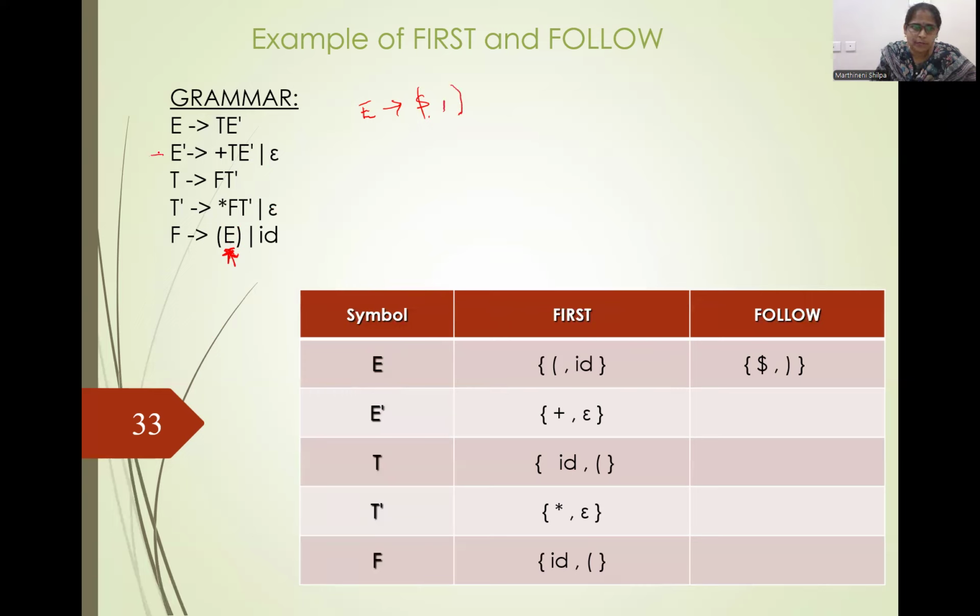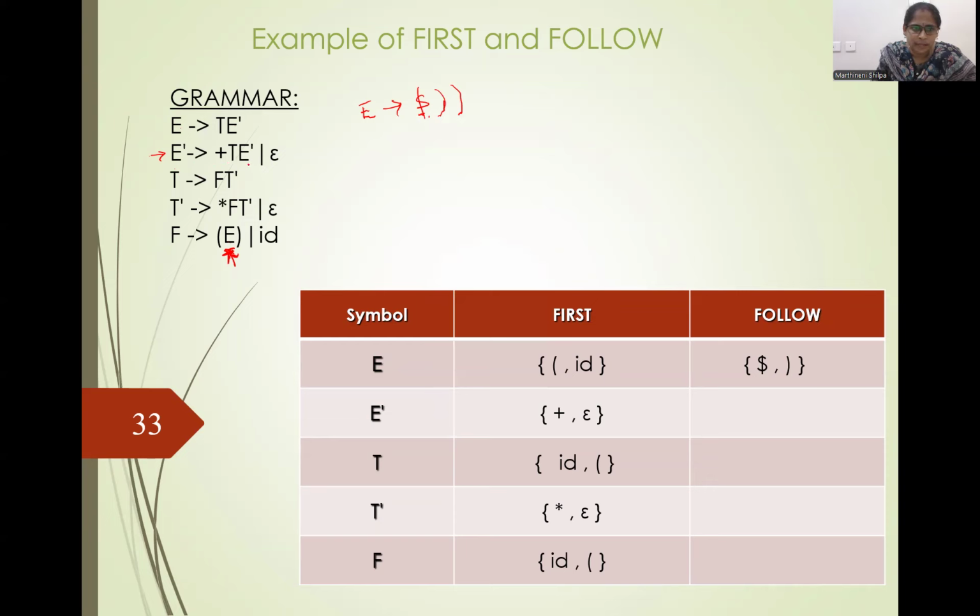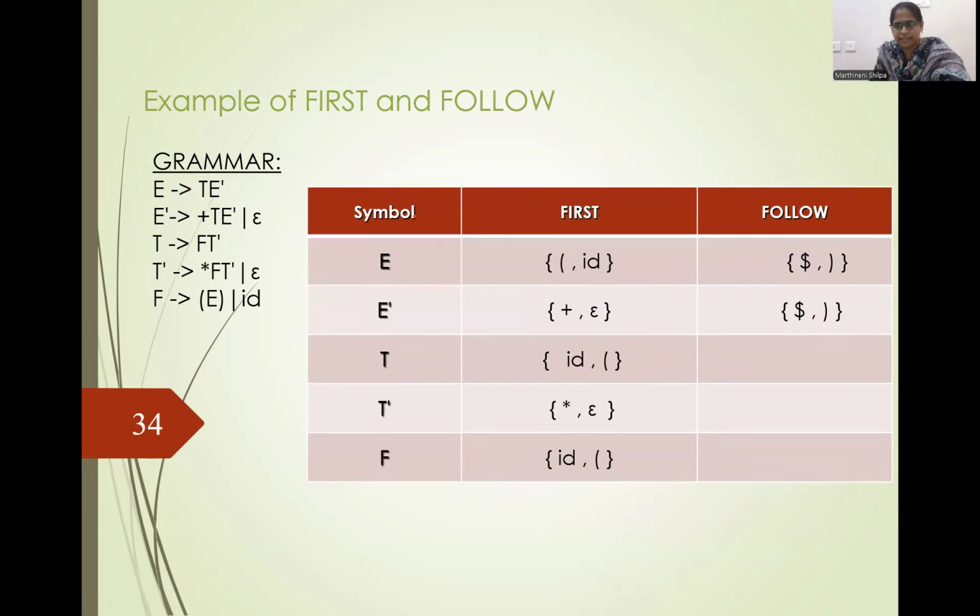Now compute follow for E dash. In the first production, E dash is not followed by any terminal. That means follow of E dash will become follow of E. Follow of E means dollar, closing bracket. And also here E dash exists, but there is no terminal following E dash. That means follow of E dash will be the same as follow of E dash. Now follow of E dash will be the dollar and closing parenthesis.